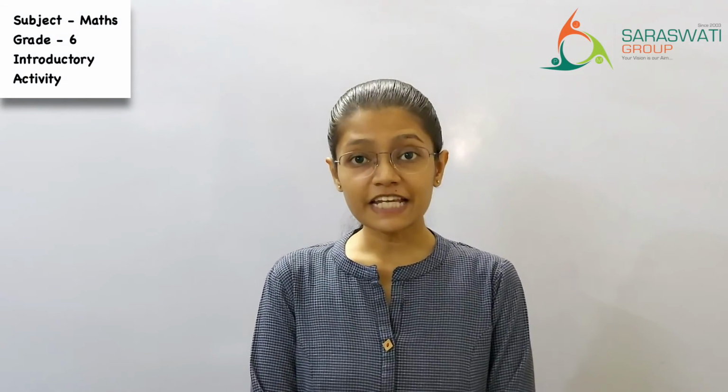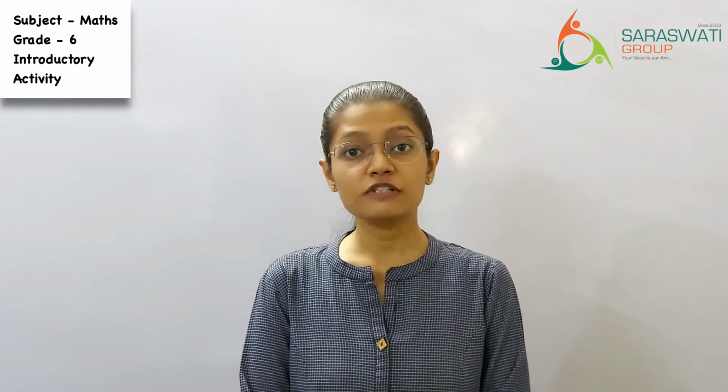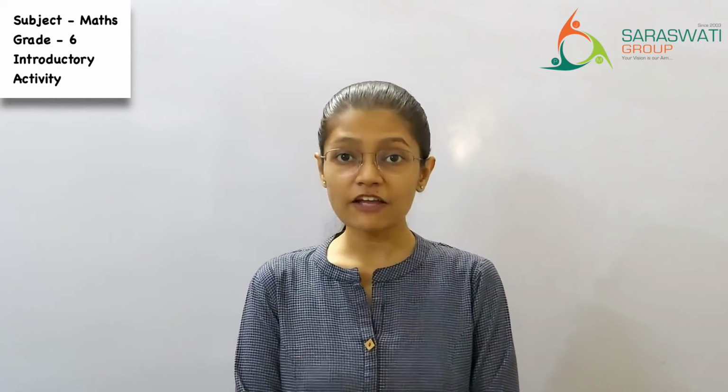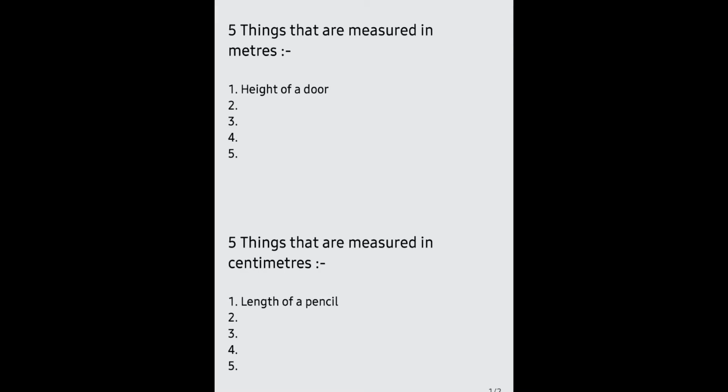Now, your second activity is related to measurement of length. So, on a sheet of paper, you have to list down 5 things that are measured in meters and 5 things that are measured in centimeters. Like this, you have to write 5 things that are measured in meters. Then below that, you have to start with your list. For example, first, height of a door. And you have to list up to 5 things.